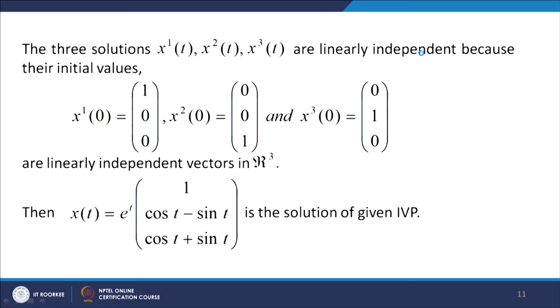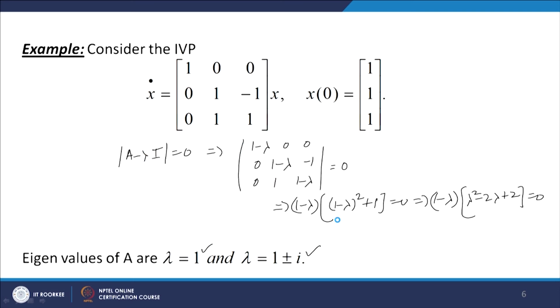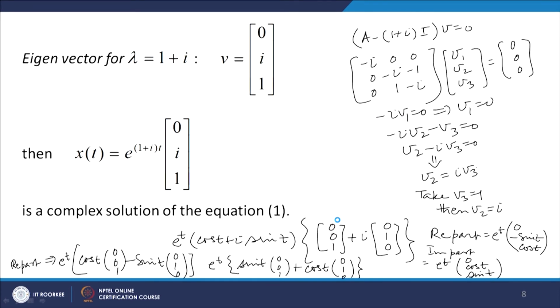Okay. So, the three vectors (1, 0, 0), (0, 0, 1), (0, 1, 0) form the standard basis of R cube. So, they are linearly independent vectors in R cube, and therefore x(t) = e^t (1, cos t - sin t, cos t + sin t) is the solution of the given initial value problem. We need to use the fact here that x(0) = (1, 1, 1).